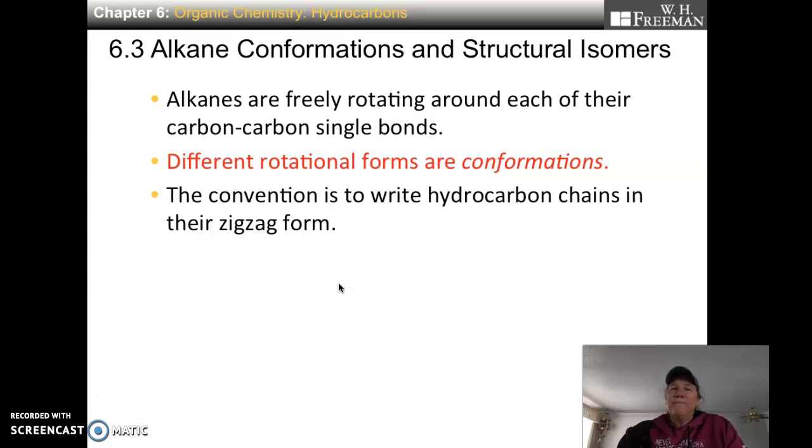So when they write them, a lot of times they use a zigzag. Like I said, I like to use the condensed form because I know a lot of people get confused by the zigzag. There's lots of examples in your book. Go through them. That'll help you quite a bit.